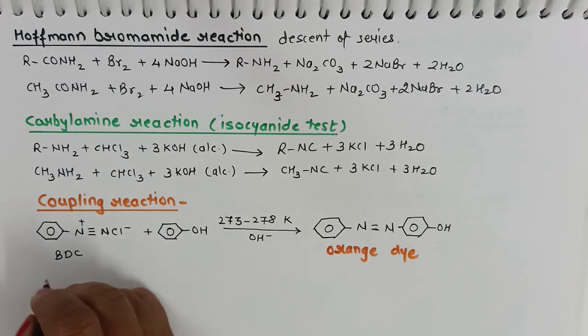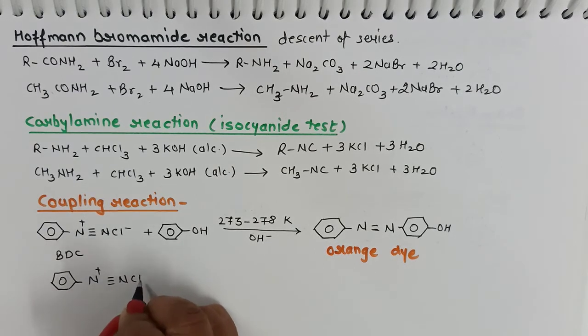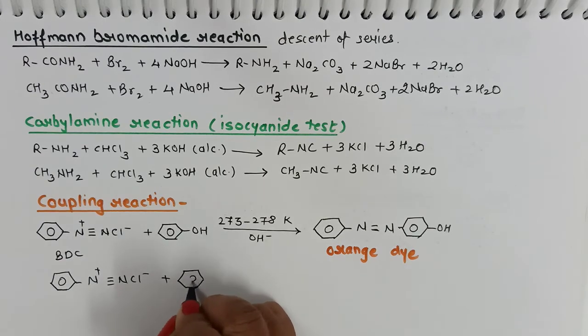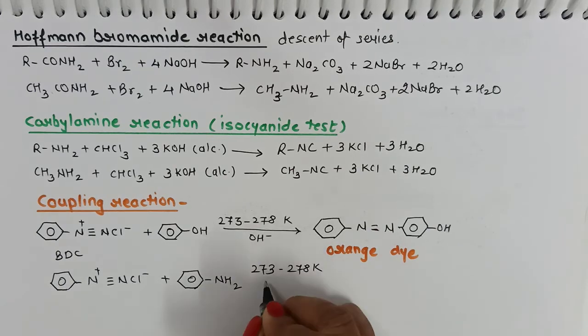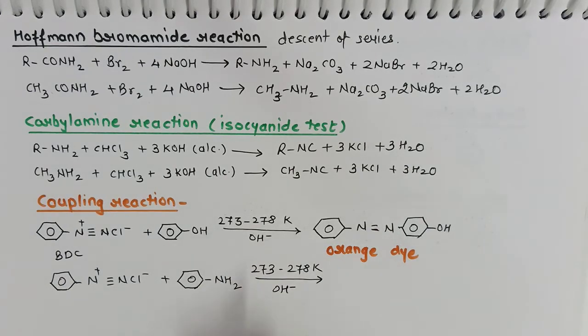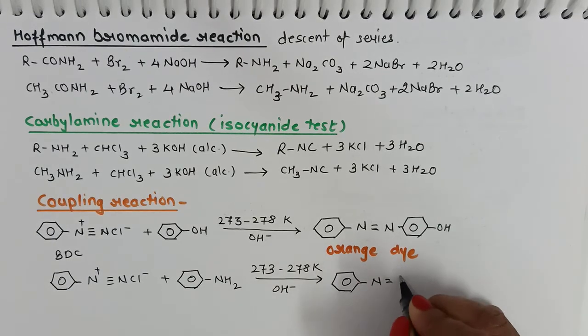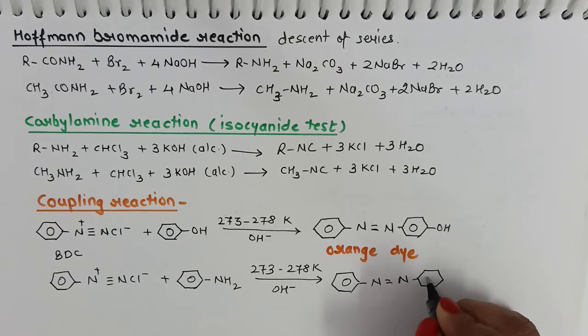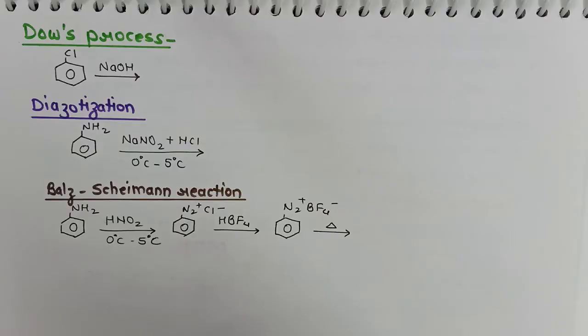Similarly, we can carry out the coupling reaction of BDC along with aniline at 273 to 278 Kelvin. Remember, the temperature has to be maintained low, 273 to 278 Kelvin, so that the proper coupling can take place. And we will get a dye which is of red color. So this is also called as azo dye test.